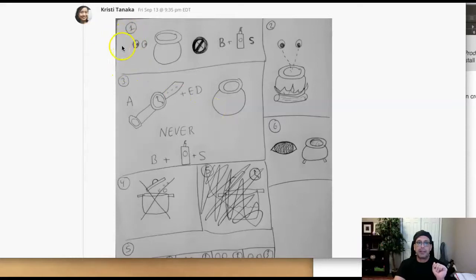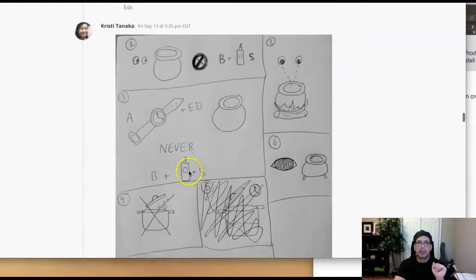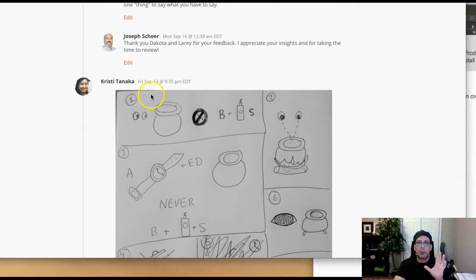I would put an A here, a watch. I would also take these eyes and put them above the pot, looking down at the pot like we have here. That's going to draw a closer association with the eyes watching the pot itself. Okay, so you put A and then eyes above the pot, a watched pot.